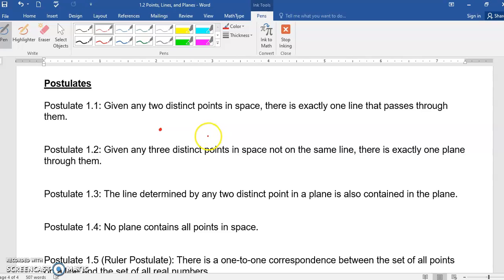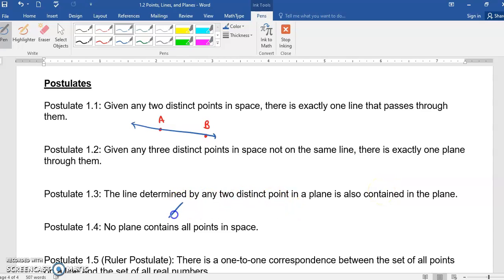If I have 2 points, doesn't matter where they are, there's only one line I can draw through point A and point B. Only one distinct line. Any 3 distinct points in one plane. If we were in person, I would hold up 3 non-collinear points. Non-collinear points form exactly one plane. The line determined by any 2 distinct points in a plane is also contained in that plane.